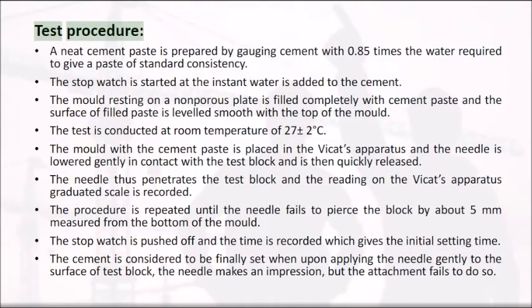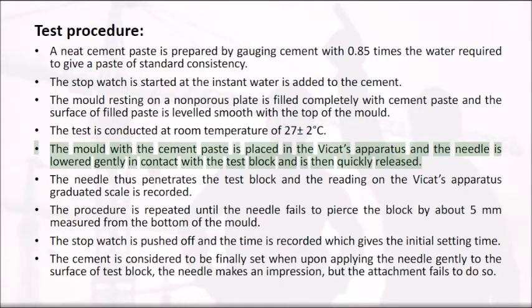Test procedure. A neat cement paste is prepared by gauging cement with 0.85 times the water required to give a paste of standard consistency. The stopwatch is started at the instant water is added to the cement. The mold resting on a non-porous plate is filled completely with cement paste and the surface of the filled paste is leveled smooth with the top of the mold. The test is conducted at room temperature of 27 plus or minus 2 degrees C.